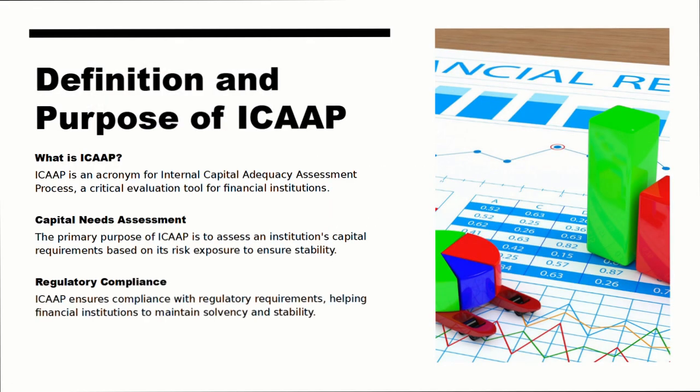Definition and purpose of ICAAP. What is ICAAP? ICAAP is an acronym for Internal Capital Adequacy Assessment Process, a critical evaluation tool for financial institutions. Capital Needs Assessment. The primary purpose of ICAAP is to assess an institution's capital requirements based on its risk exposure to ensure stability. Regulatory compliance. ICAAP ensures compliance with regulatory requirements, helping financial institutions to maintain solvency and stability.